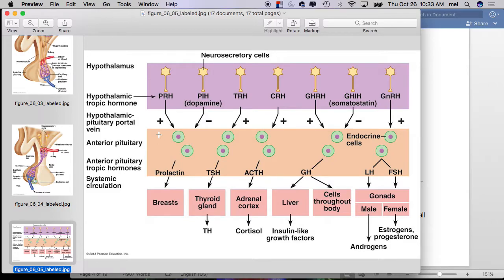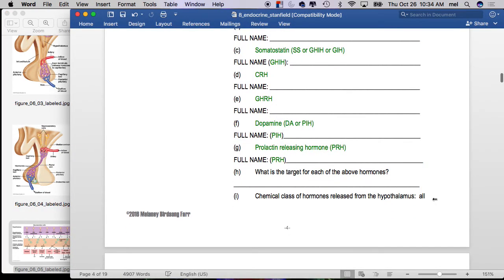Okay, all right? So that is those 7. Luckily, they're all going the same place, but just to make sure that we all know where they're going, what is the target for each of the above hormones? Anterior pituitary. And I'm going to write one of these on your quiz, which is going to be next Thursday, and it's not going to get 100%.